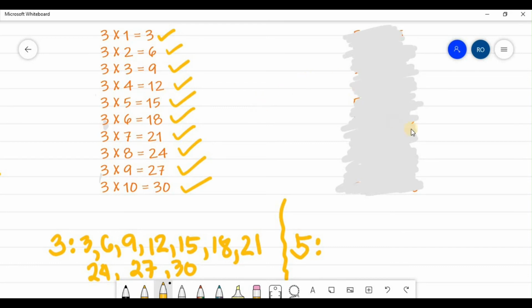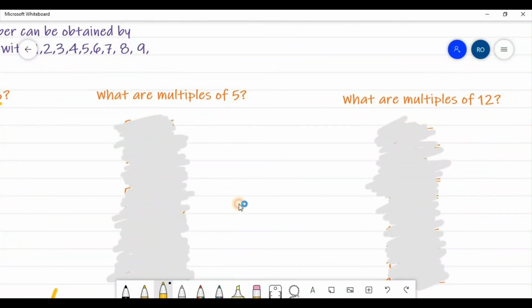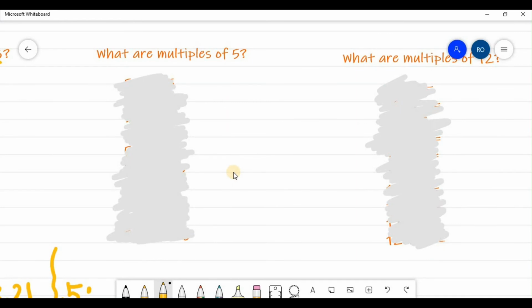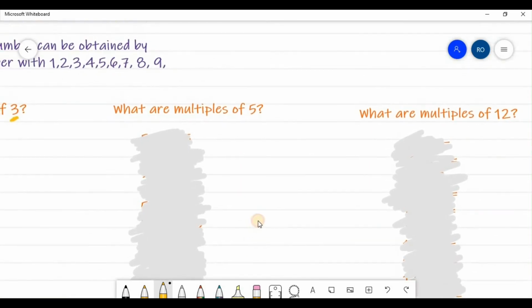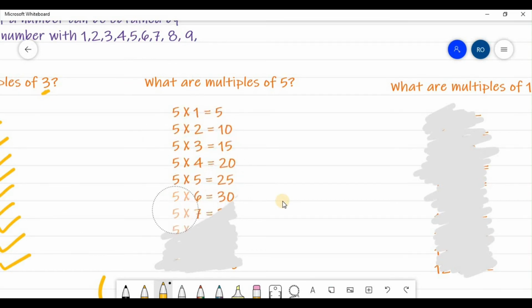Now let's have another example, the multiples of 5. So what are the multiples of 5? The same as what we did with the number 3. Let's multiply 5 starting by 1. We will also get the first 10 multiples of 5, meaning we're going to multiply 5 by 1 up to 10 only. We cannot take all the multiples of a number because it's so endless.